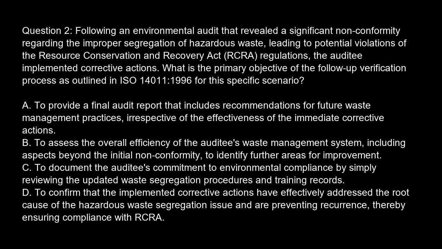Option A. To provide a final audit report that includes recommendations for future waste management practices, irrespective of the effectiveness of the immediate corrective actions. Option B. To assess the overall efficiency of the auditee's waste management system, including aspects beyond the initial nonconformity, to identify further areas for improvement. Option C. To document the auditee's commitment to environmental compliance by simply reviewing the updated waste segregation procedures and training records. Option D. To confirm that the implemented corrective actions have effectively addressed the root cause of the hazardous waste segregation issue and are preventing recurrence, thereby ensuring compliance with RCRA.